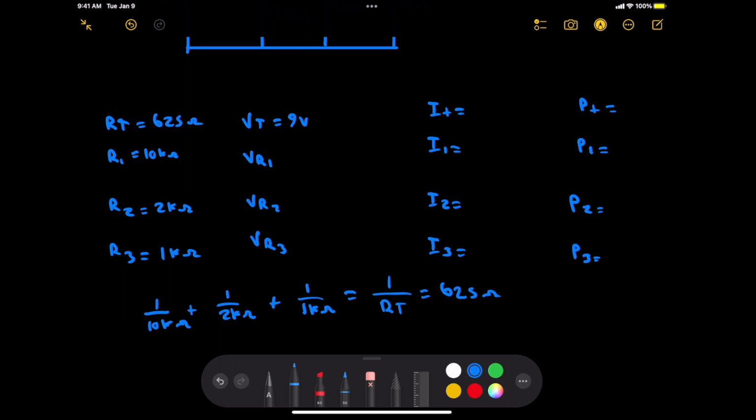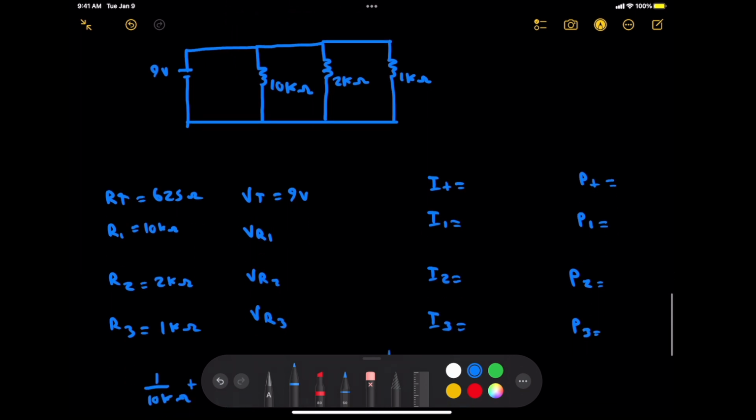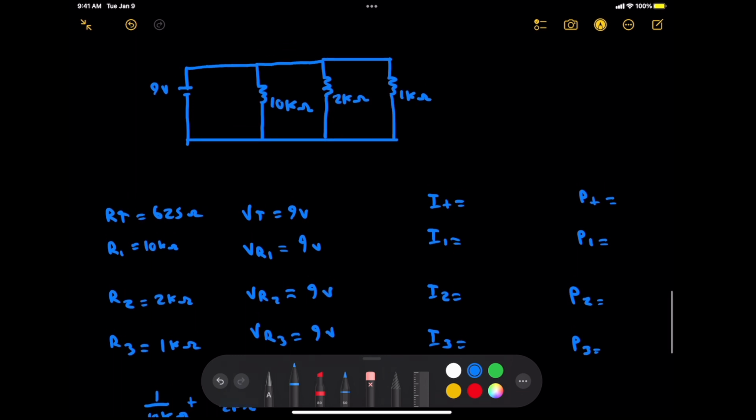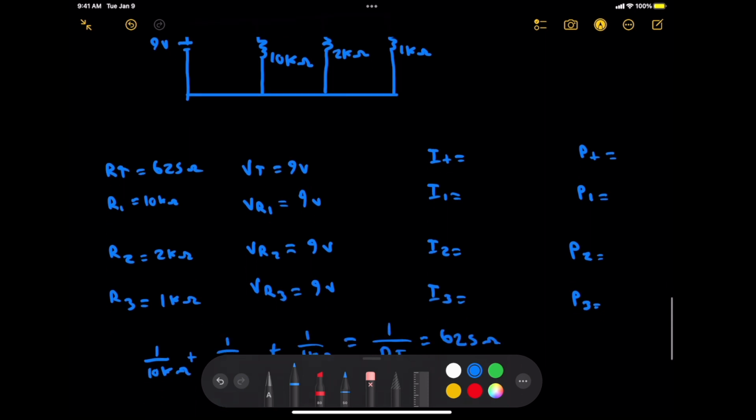Okay. For a parallel circuit, the voltage is the same. So in series, the current's the same, but in parallel, the voltage is the same. So that's why we can just leave it 9 volts, 9 volts, and 9 volts. Eventually, we're going to be working with series parallel, which we would have to use both of the concepts, but that would be a different day.